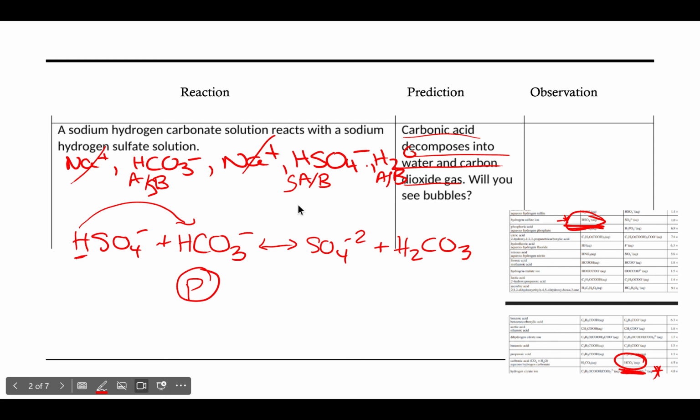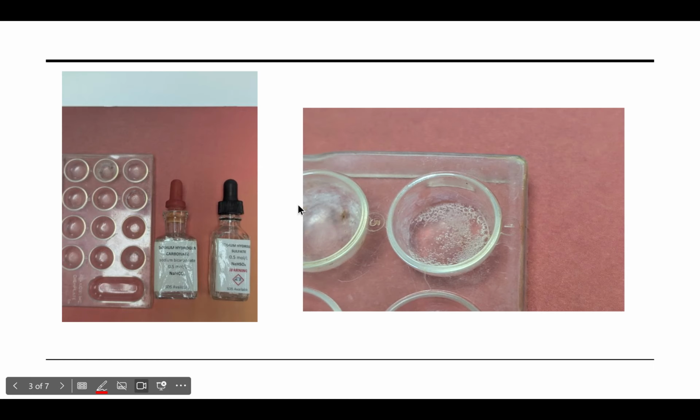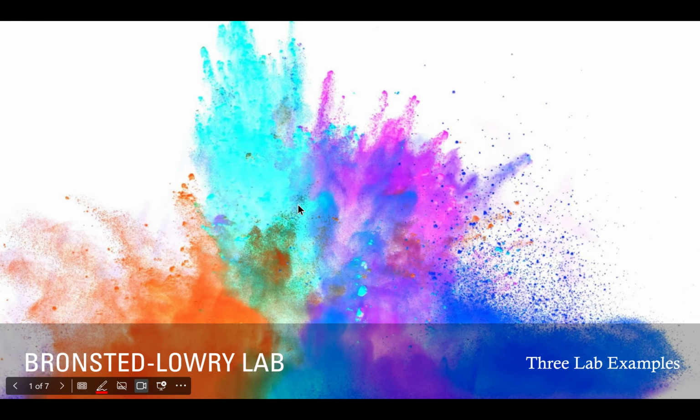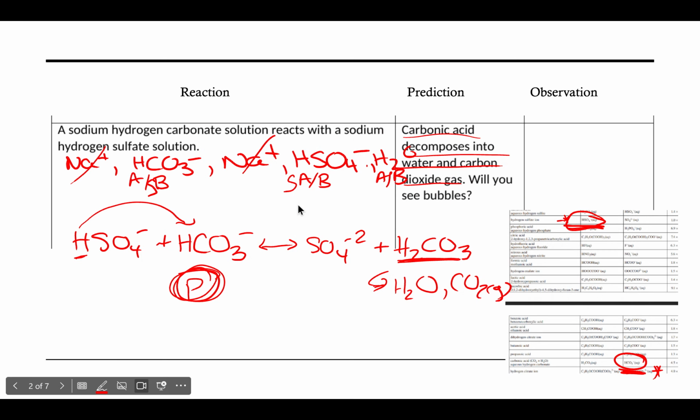And then it says, will you see bubbles? So because our product is being favored and carbonic acid is one of our products, that is what will decompose into water and carbon dioxide gas. So because a reaction lies on the right-hand side, this will happen. We will see bubbles because bubbles will form if there is a gas. So you would say yes.